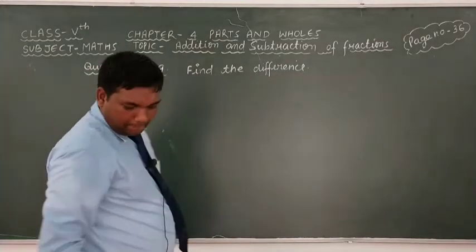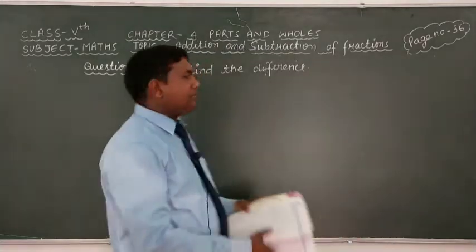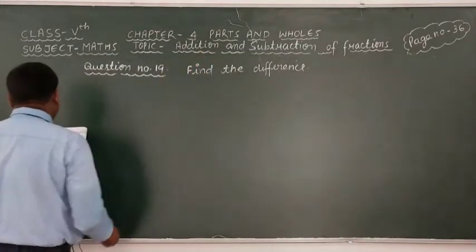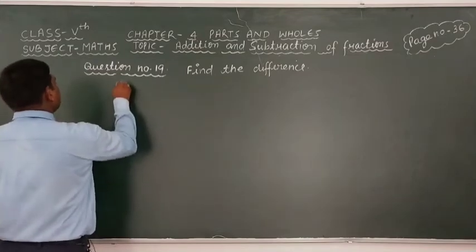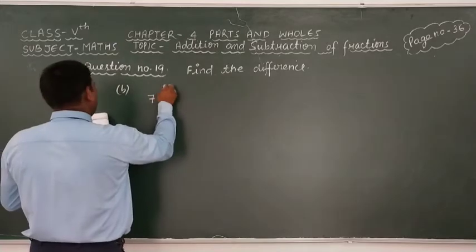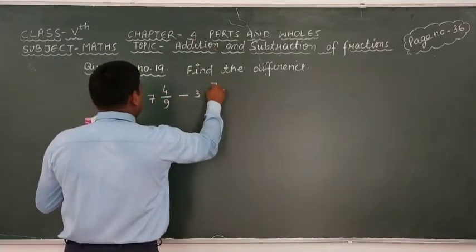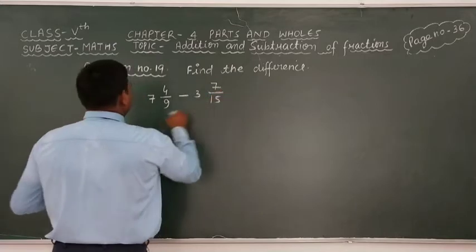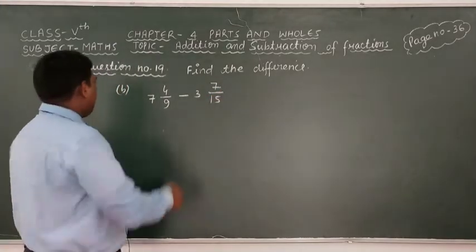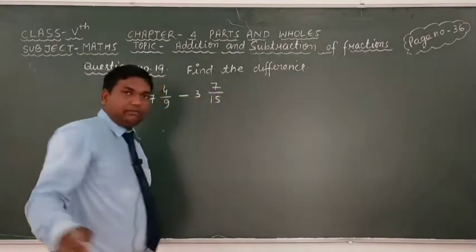Okay students, question number 19 of B. In this question it is given: 7 mixed 4 over 9 minus 3 mixed 7 over 15. It means 7 whole 4 over 9 minus 3 whole 7 over 15.